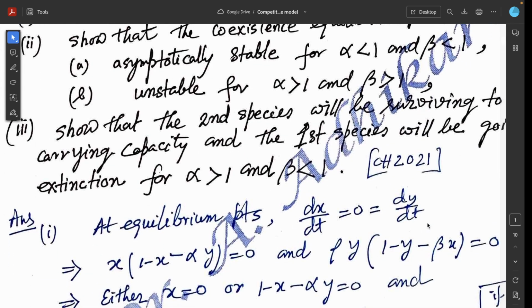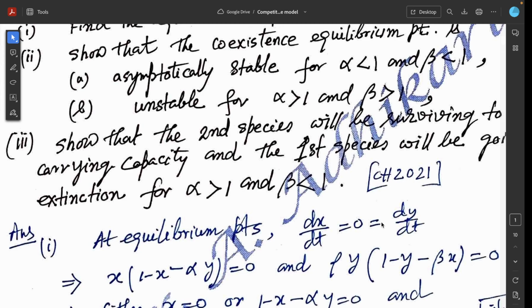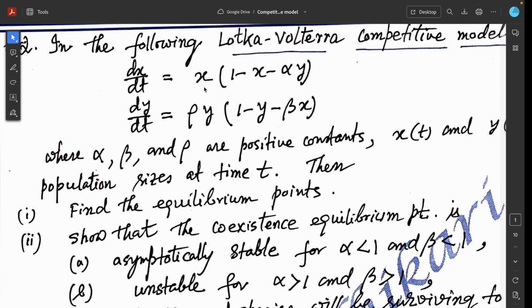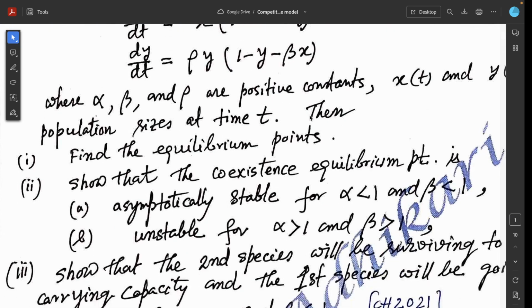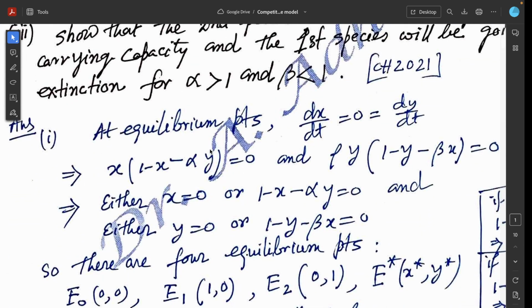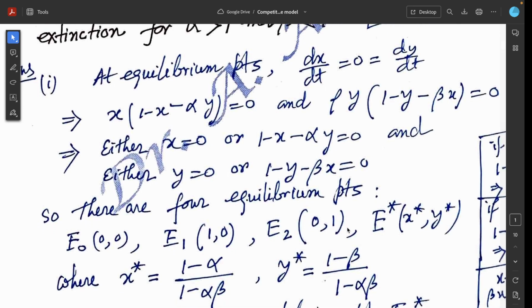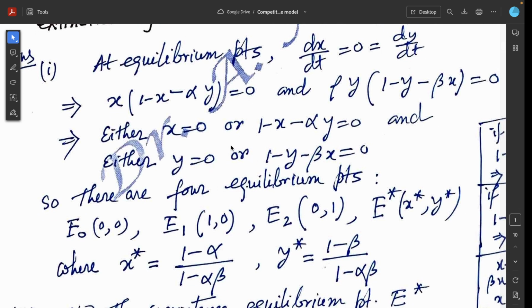Now, we know that for critical points, equilibrium points or steady states, dx/dt equals 0 and dy/dt equals 0. Then dx/dt equals 0 gives x(1 - x - alpha y) equals 0, and rho y(1 - y - beta x) is also equal to 0. From the first equation, we get either x equals 0 or 1 - x - alpha y equals 0. And from the second equation, we get either y equals 0 or 1 - y - beta x equals 0. Then from these we get 4 equilibrium points.